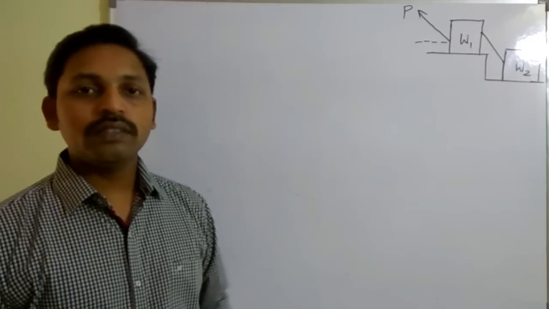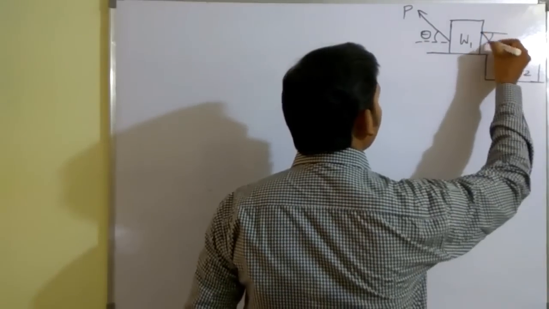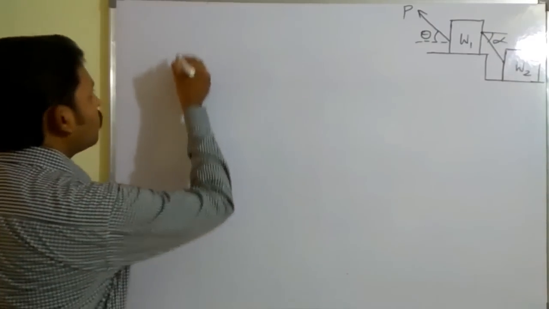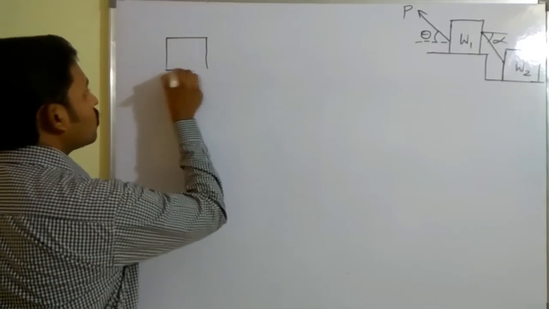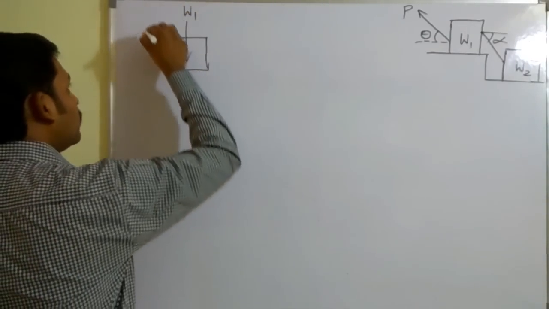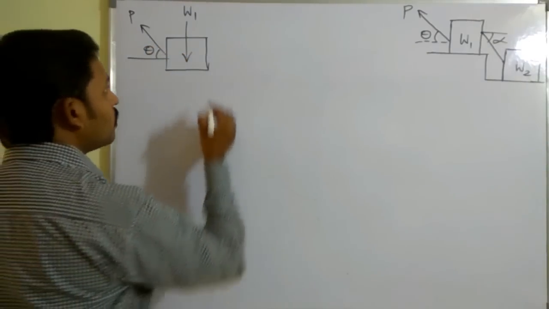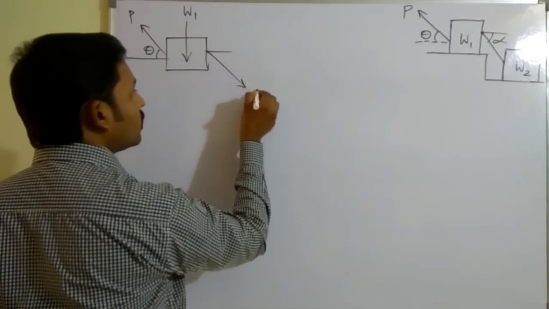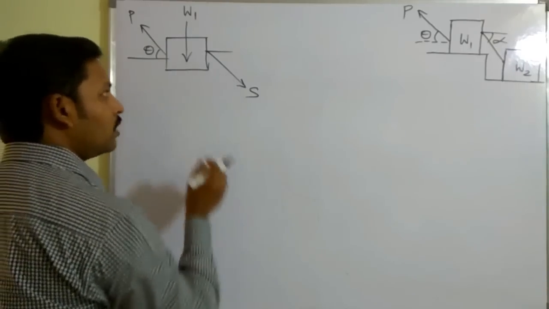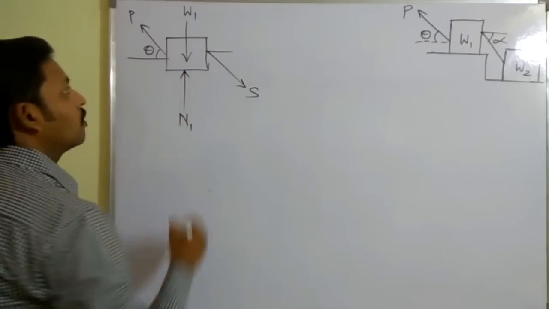Here, the angles with horizontal are not given. So consider this one as theta, this one as alpha. As they are not given, you assume like that. Now consider the free body diagram for block 1. Weight acts vertically downwards, W1. P is the given force, acting at an inclination of theta with horizontal. Along the string, there is a tensile force, which I am considering as S. The block is not able to move in the downward direction, so in the opposite direction, represent the normal reaction, N1.